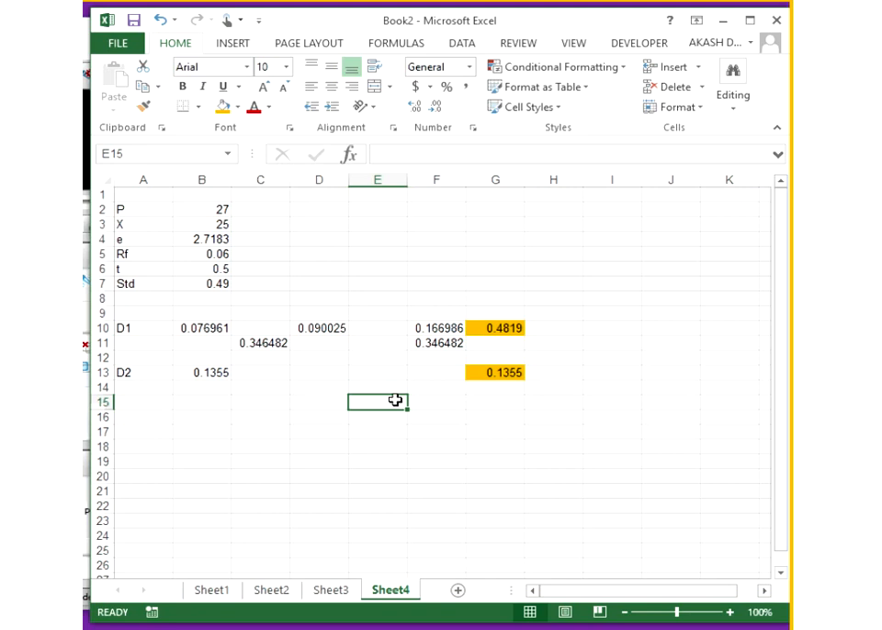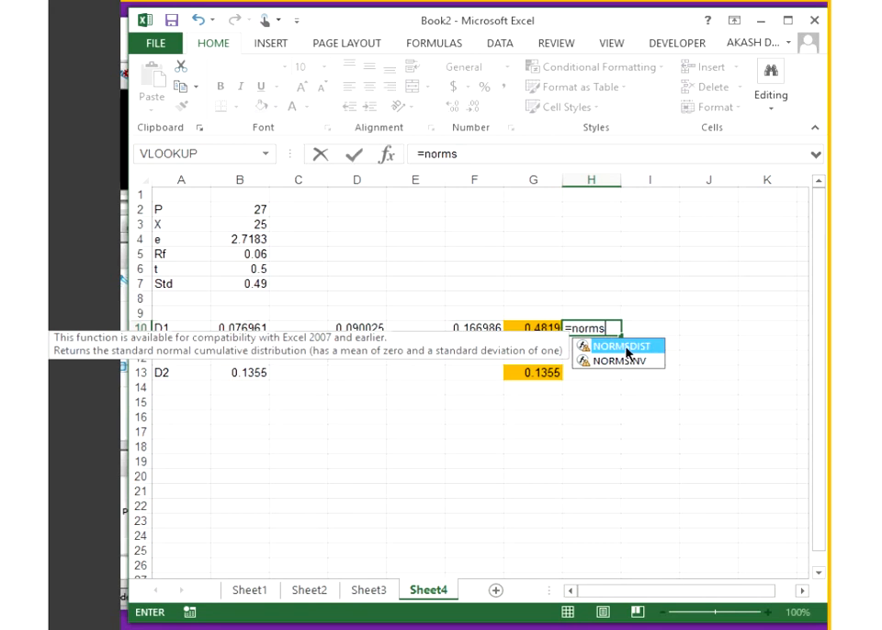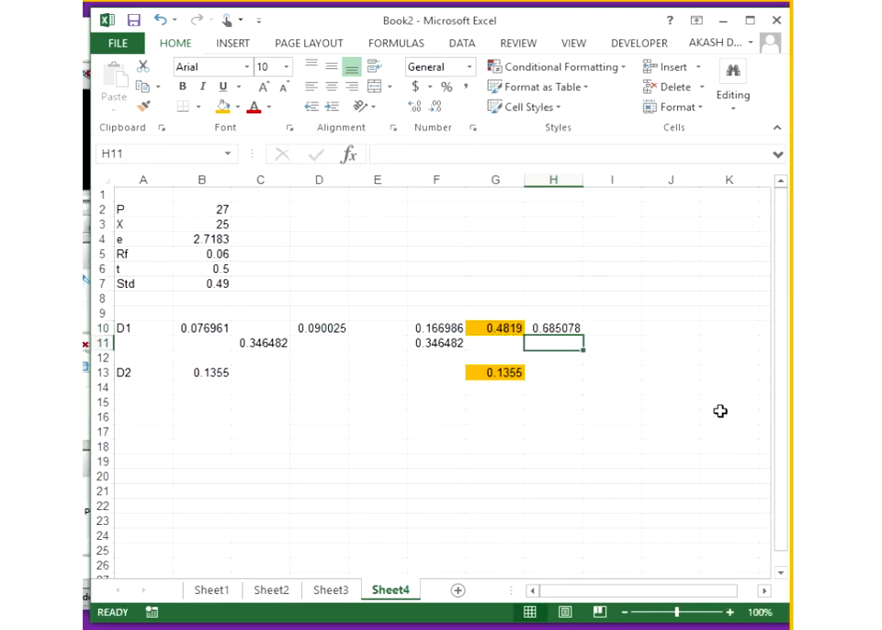Normal distribution is again a function in Excel. So use NORM.S.DIST, and then take that value. So this is the probability value, which is 0.6850. And that's exactly as in the PowerPoint.